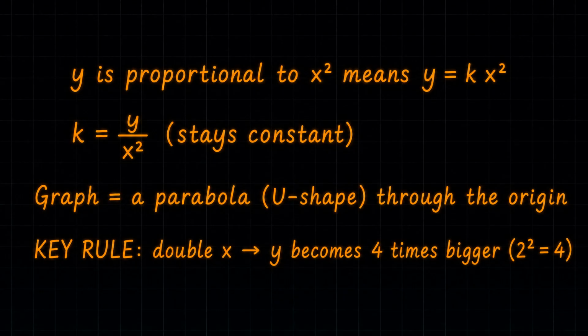What does it look like? When you graph y equals kx squared, you do not get a straight line. You get a lovely U-shape called a parabola, sitting right on the origin. That U-shape is the fingerprint of anything squared.